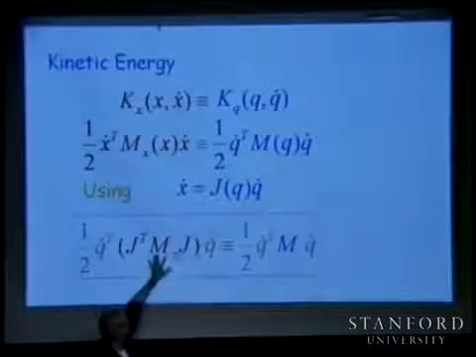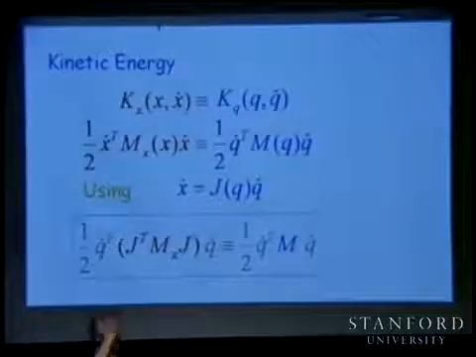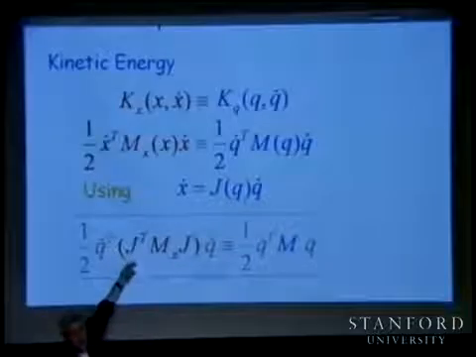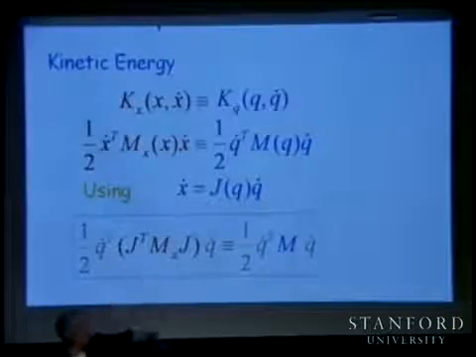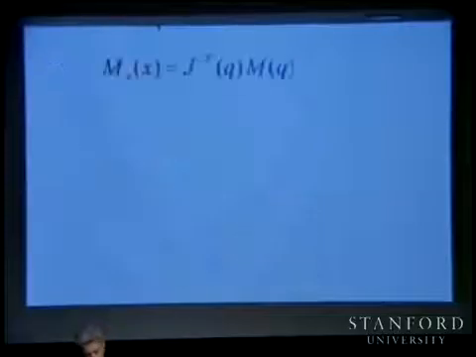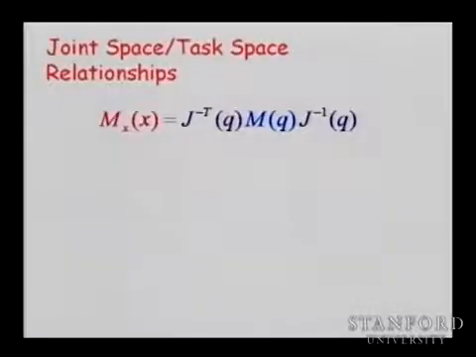Which now you can compute as a function of this by multiplying from the left with J minus and from the right by J minus transpose, which gives you Mx equals J minus transpose M J minus 1. Okay? That was easy. Do you agree it was easy?